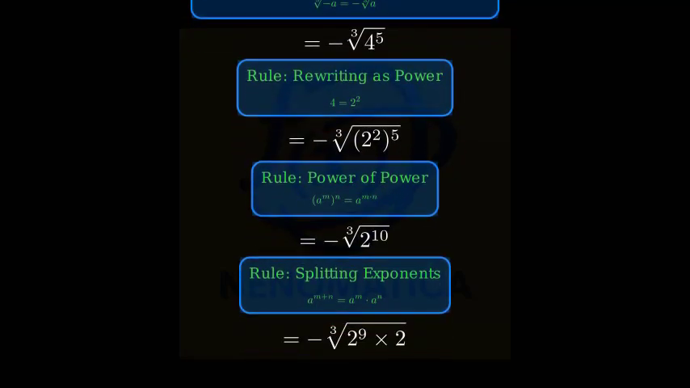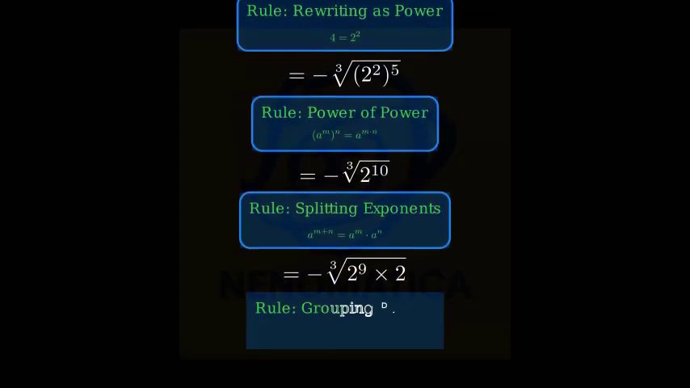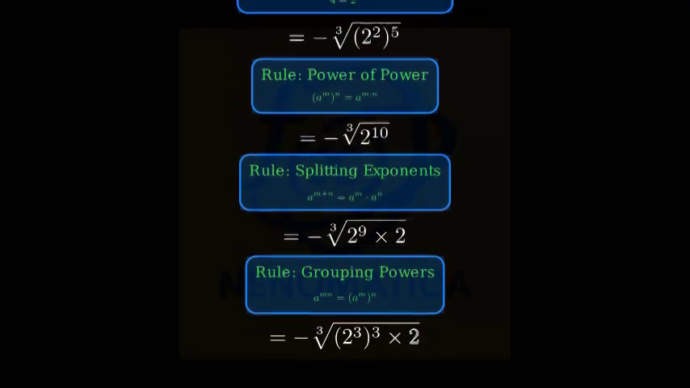Here, we rewrite 2 to the 10th power as 2 to the 9th power times 2. For the seventh step, we'll rewrite 2 to the 9th power as 2 cubed to the third power. We do this because when we have a cube root, we can simplify powers of 3 more easily.